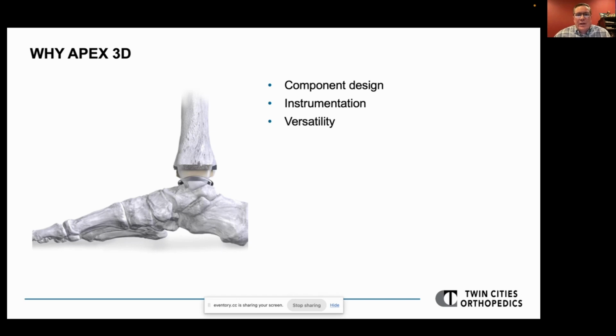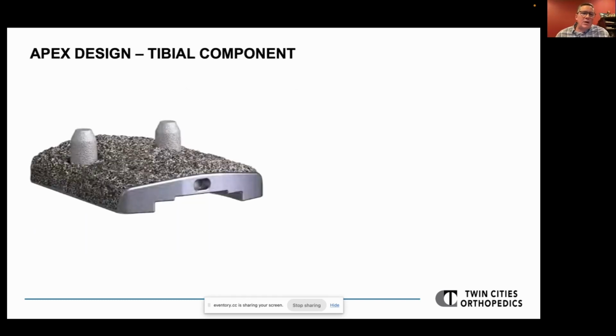And then versatility, options to treat varying conditions, to deal with varying deformities, and to bail myself out of a difficult situation if that happened. The Apex offered some versatility that was attractive to me, and I'll talk to you about that a little bit and share a case of where I was able to take advantage of that versatility that's built into this system. So I'll talk a little bit about the tibial component design. The Apex tibial component has both an arc and a flat design that's available.